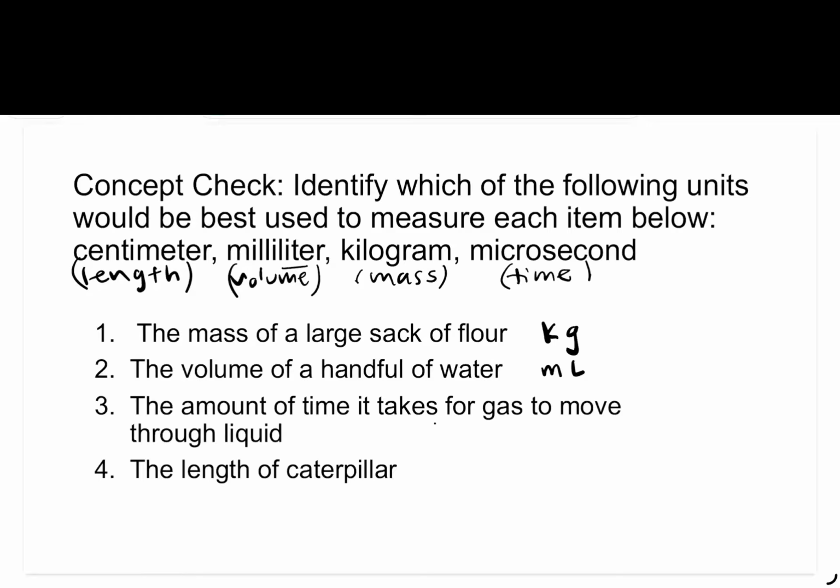The amount of time it takes for gas to move through liquid, question number 3, this is a time. So this is going to be the microsecond. So gas diffuses really quickly, and that's really important. We want oxygen to diffuse into the cells, carbon dioxide to diffuse out of the cells really quickly, and it only takes microseconds. And the length of a caterpillar. So a caterpillar could be maybe like anywhere from an inch to a couple of inches. And that would be around 10, maybe 10 centimeters or something. So centimeters for the length of a caterpillar.